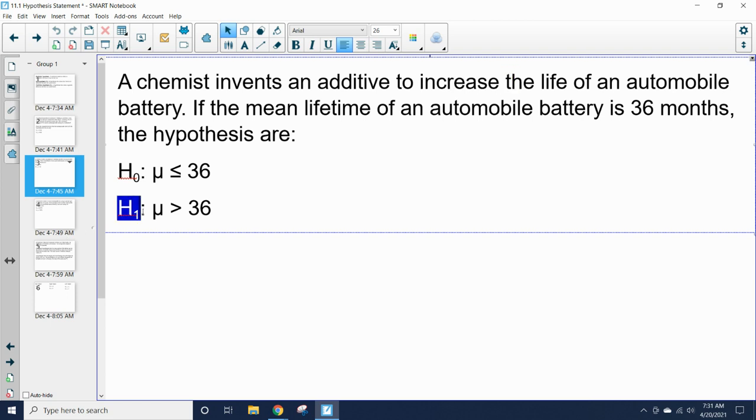is going to increase the average. So we want the average to be greater than the current average of 36. So our alternative hypothesis is going to be mu is greater than 36, which means our null hypothesis is just going to be less than or equal to 36. Our whole goal with this test is to hopefully show that it is greater than 36. So our alternative is going to be mu is greater than 36.